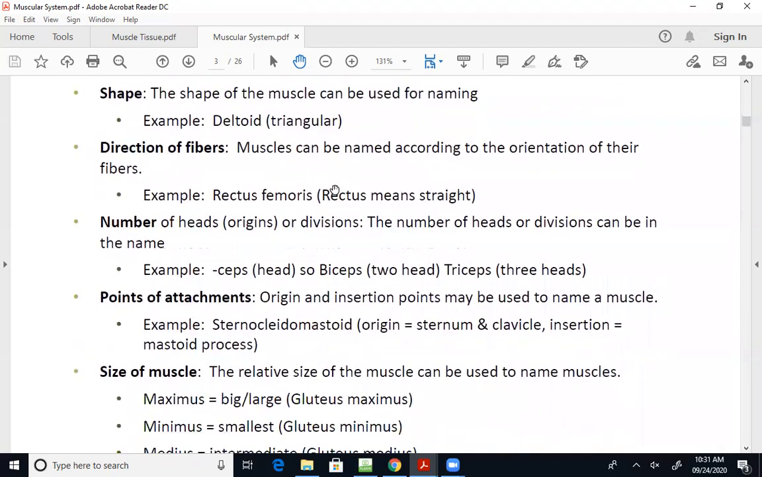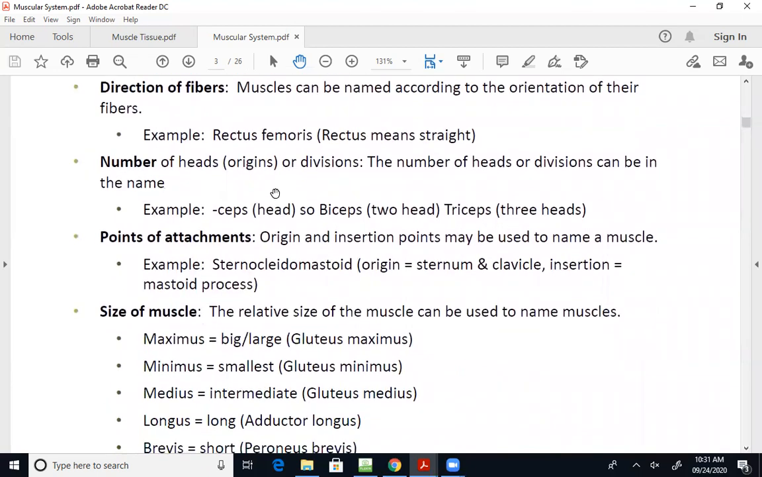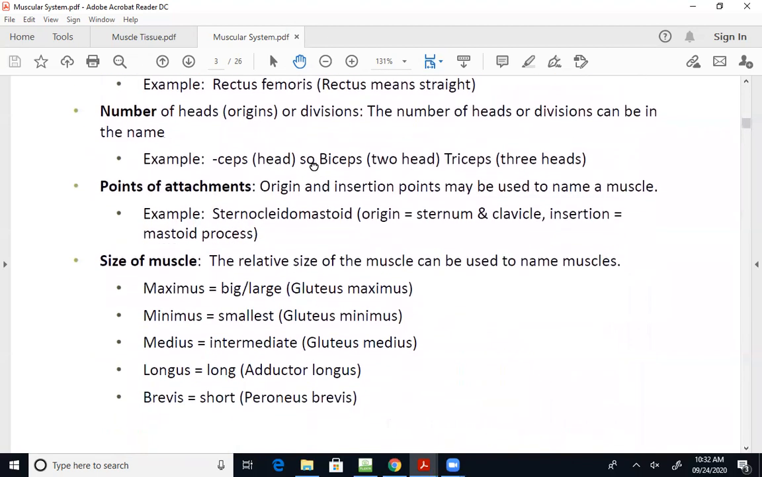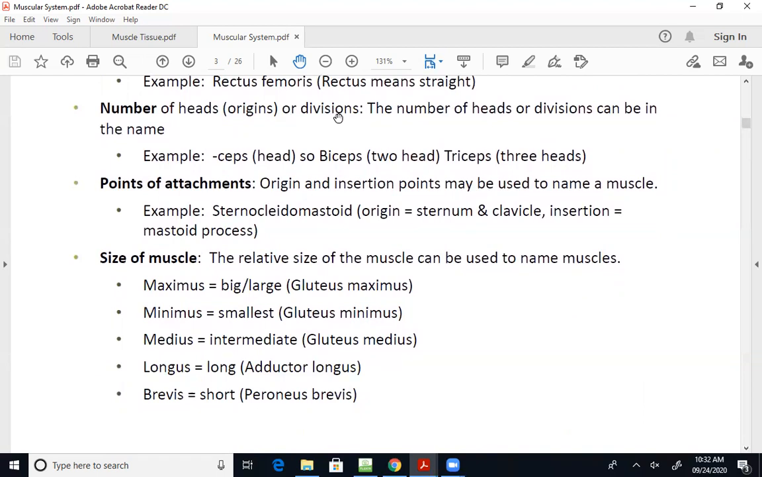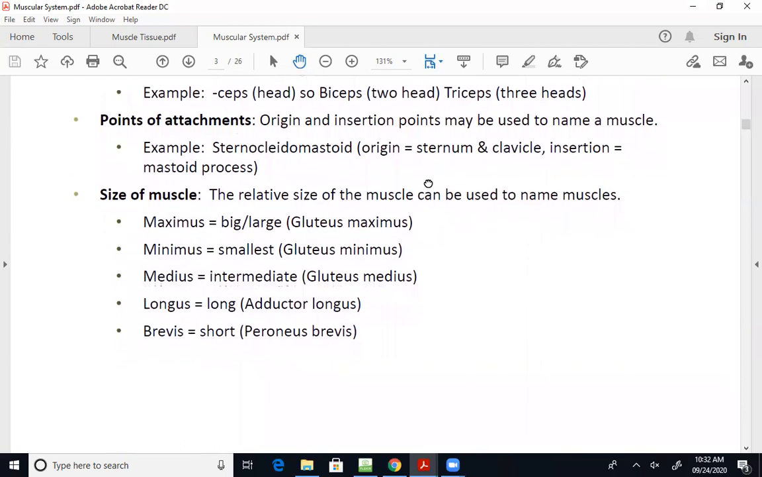Shape of the muscle, like deltoid, can be used. Deltoid means triangular, which you'd have to really know Latin to understand most of that, but that's okay. Direction of fibers, so how they orient themselves, like rectus femoris, because the word rectus means straight. The number of heads, origins, or divisions, like biceps and triceps, where the suffix ceps means head, bi means two, and tri means three. So two and three origins.